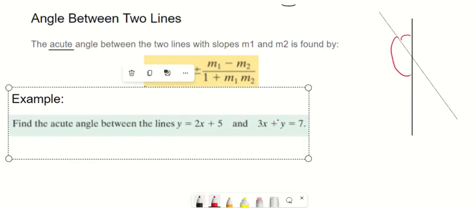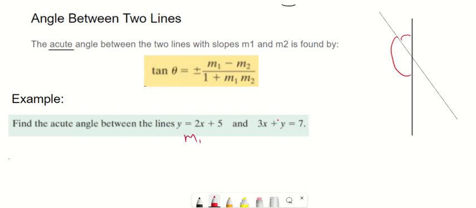So all we need from the two lines is the two slopes. So m1 here, we can read it off straight away. So remember, y equals mx plus c. When it's in that form, then the slope is the thing in front of the x. So here this slope is 2, because it's the thing in front of the x.